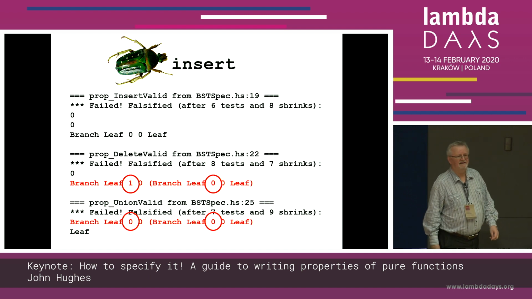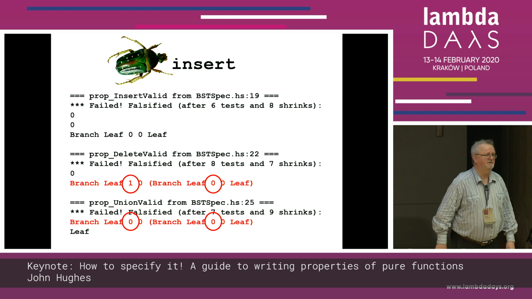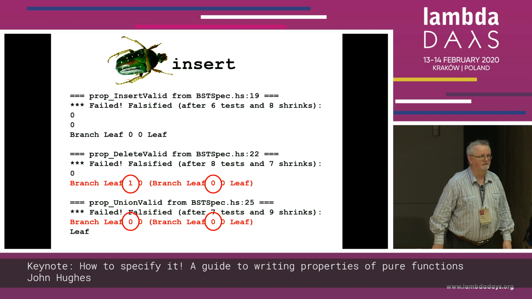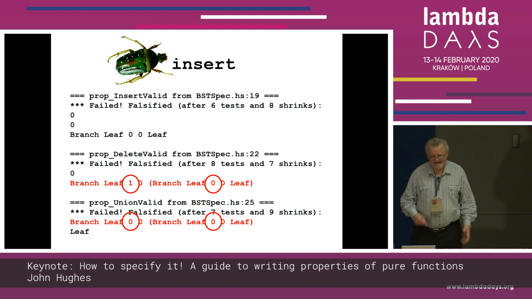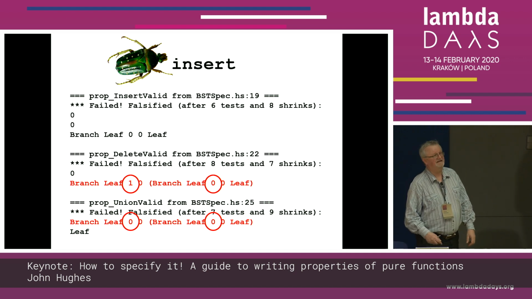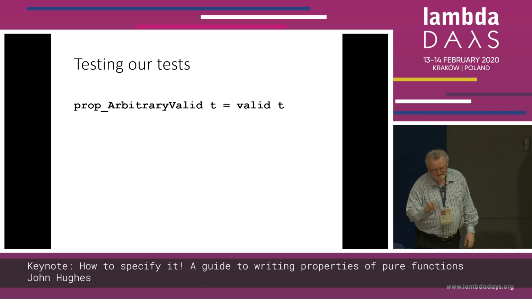So what's going on? Why did this happen? Do you remember how I generated random trees? I used insert, right? Insert is buggy. So now QuickCheck is generating invalid trees and passing them to delete and union. So of course the properties fail. So what this shows us is that when you do this kind of thing, there's another property that you must always write.